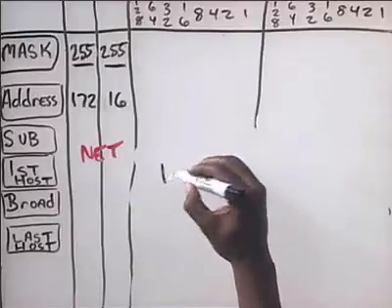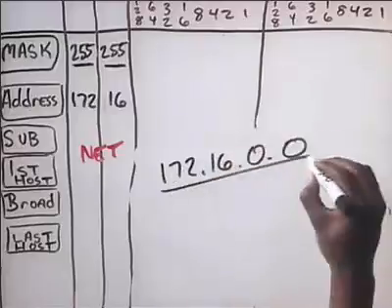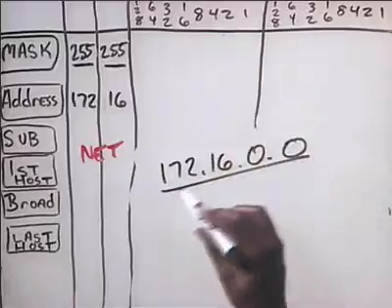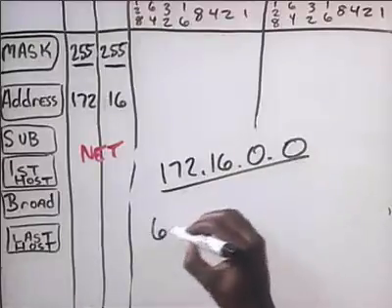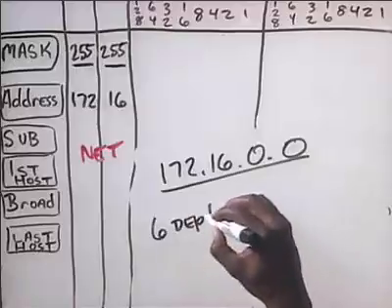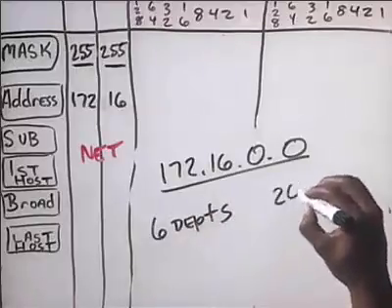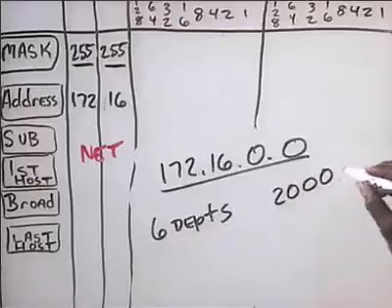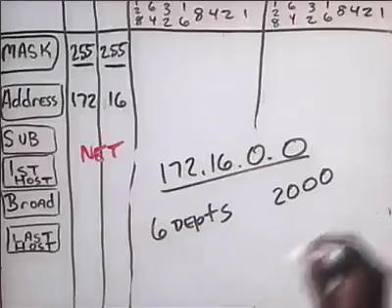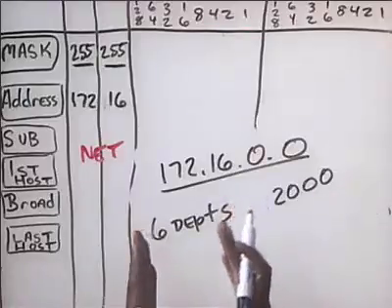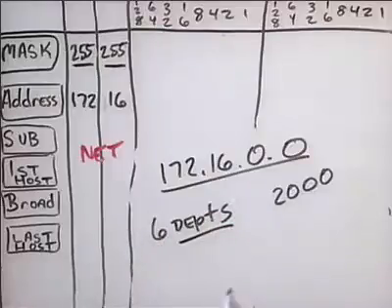needs. The customer has given us a 172.16 network, and they say, well, we need to break this network up into, we've got 6 departments, and in each department we want to be able to have 2,000 hosts per department, or 2,000 users in each one of those 6 departments, or 6 sites. You could view it as 6 different sites or regions.